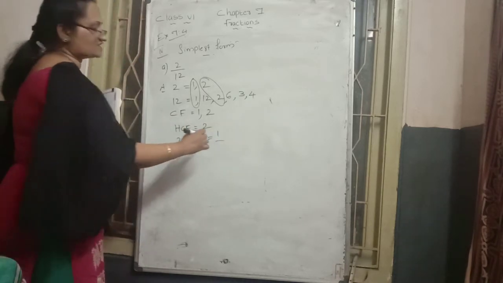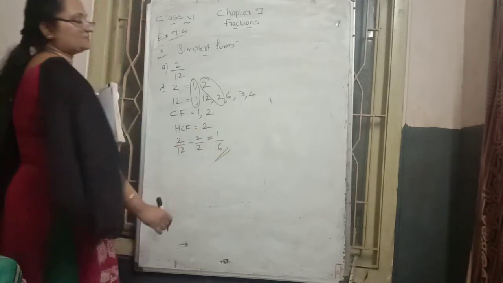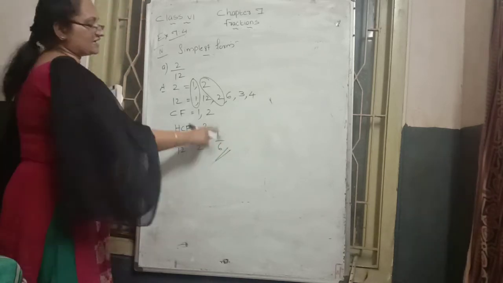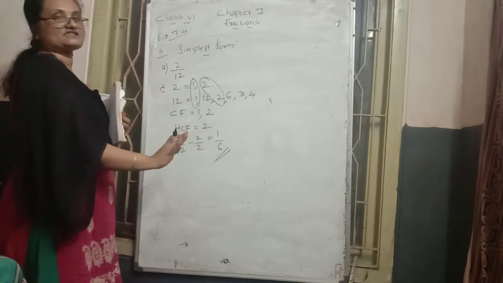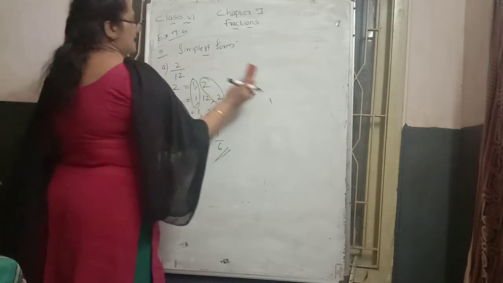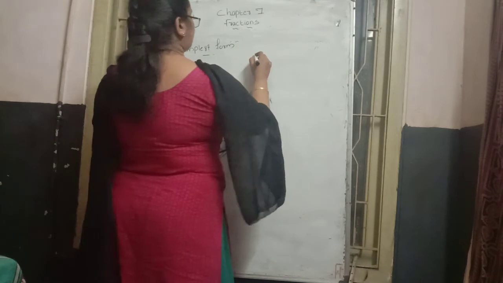2 table 12 6 times. So the answer becomes how much? 1 by 6. Again we can't cancel. So the final answer is 1 by 6. Then one more question, question B.